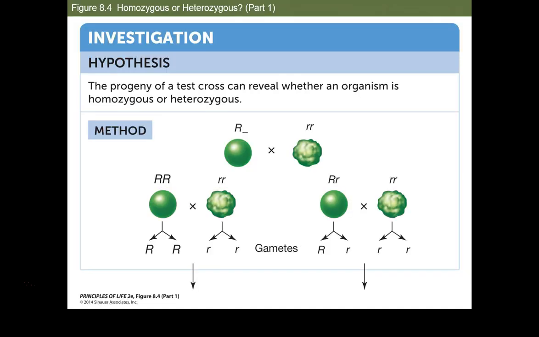Here we have an instance where we have a pea plant showing the dominant trait. We don't know if it's heterozygous or homozygous dominant. We know the phenotype, that it's round, but we don't necessarily know the genotype. By crossing our pea plant with a known homozygous recessive pea plant, one of 2 scenarios may happen.